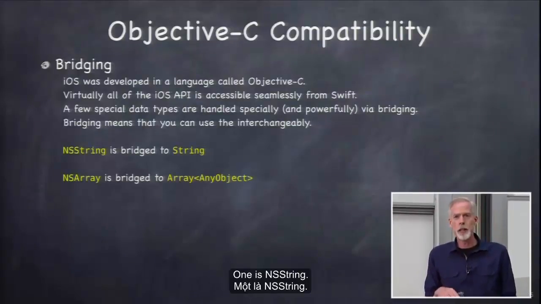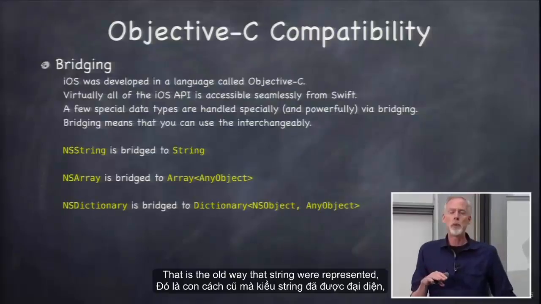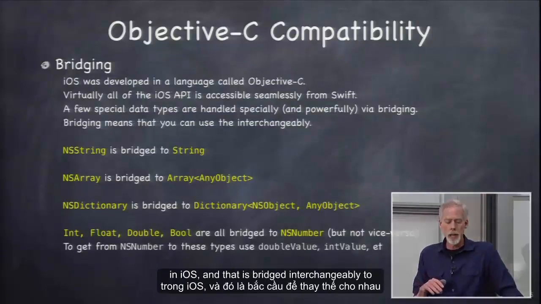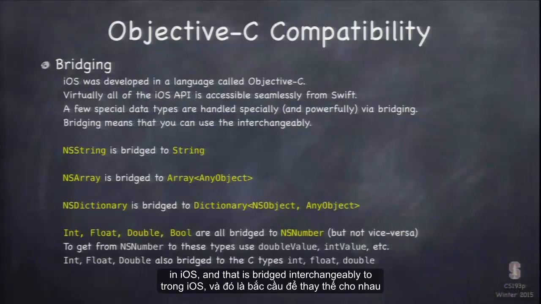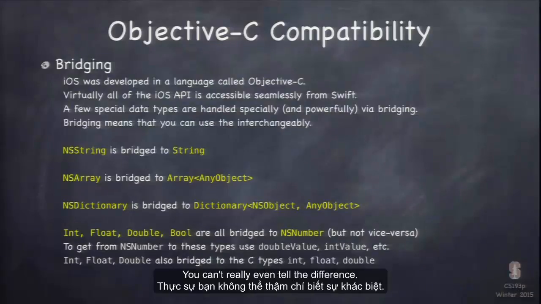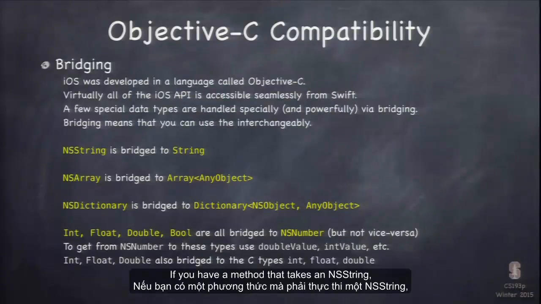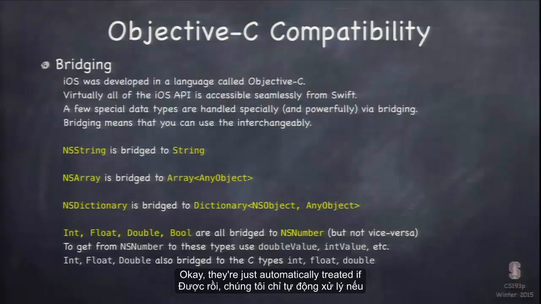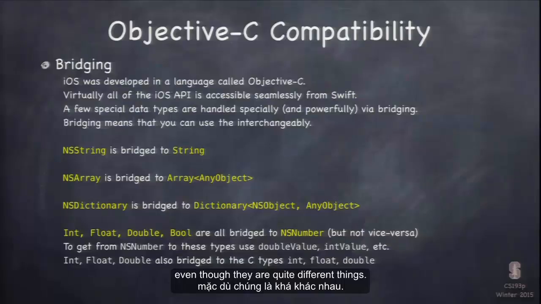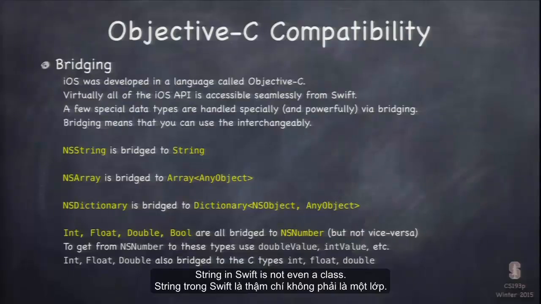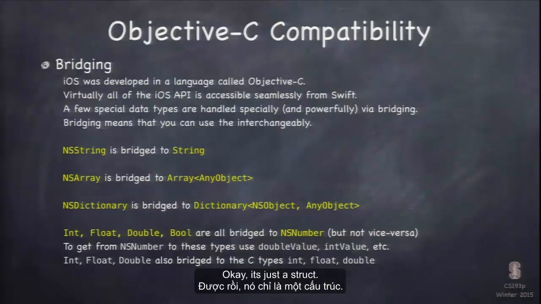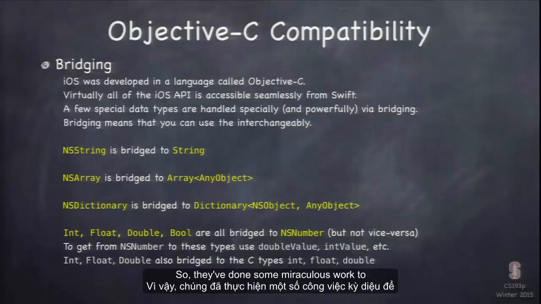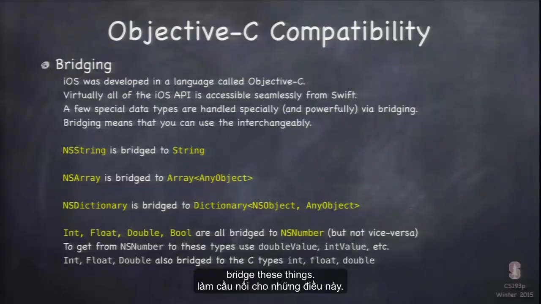One is NSString. That is the old way that strings were represented in iOS. And that is bridged interchangeably to Swift's string. You can't really even tell the difference. If you have a method that takes an NSString, you can pass a Swift string in there, and vice versa. Okay? They're just automatically treated as if they were the same thing, even though they are quite different things. String in Swift is not even a class. Okay? It's just a struct. So they've done some miraculous work to bridge these things.